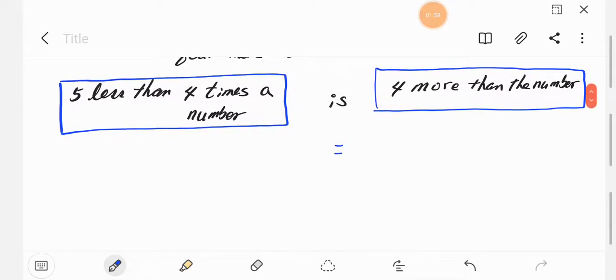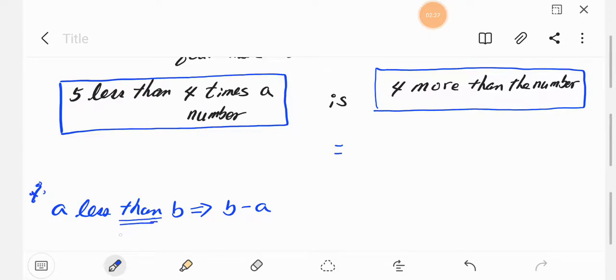Alright, then let's change this phrase into a mathematical expression. We already know this part, right? A less than B. What is the expression for A less than B? Is it A minus B or B minus A? This is B minus A. This is important. Don't forget this. If there is a less than or more than, then write the second part first.